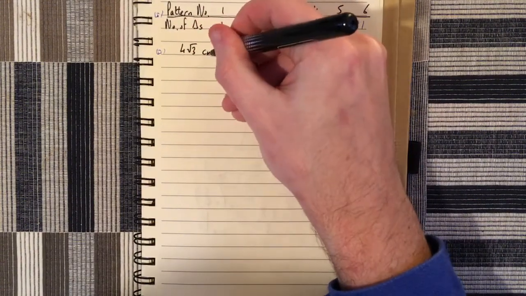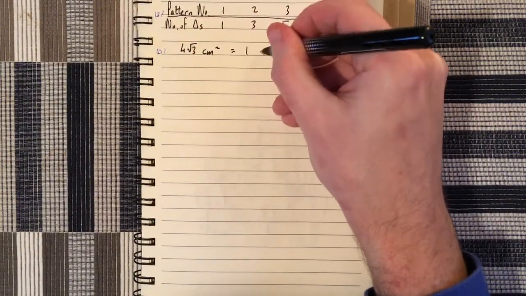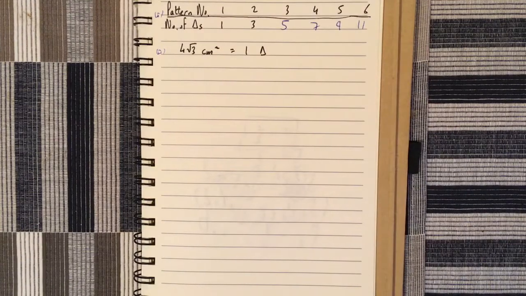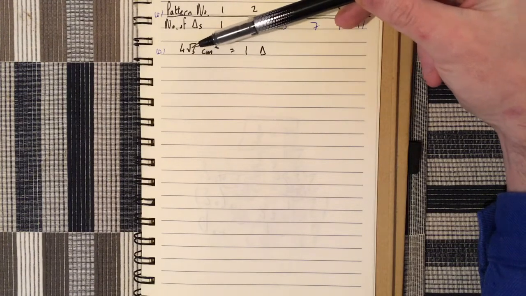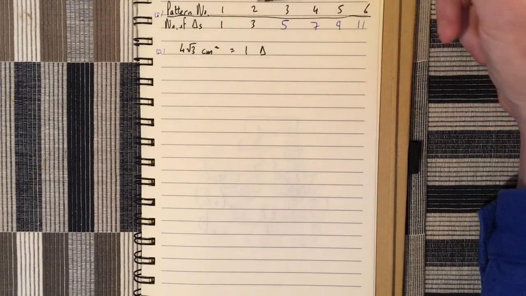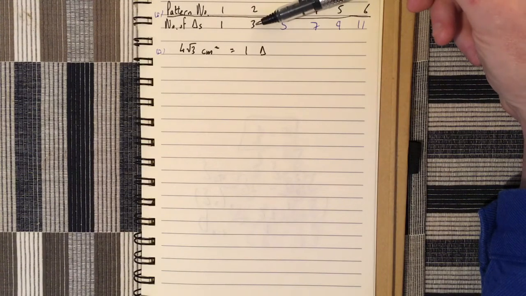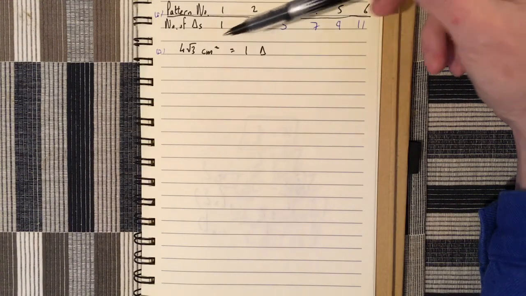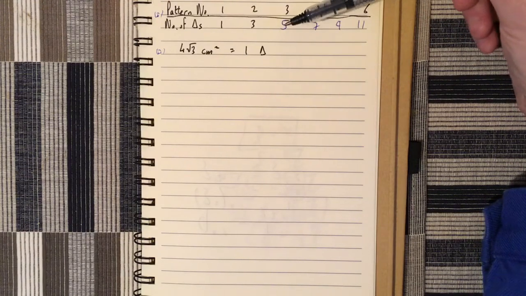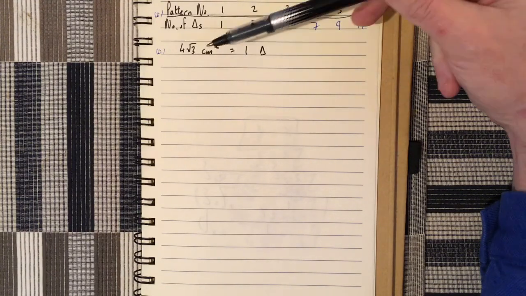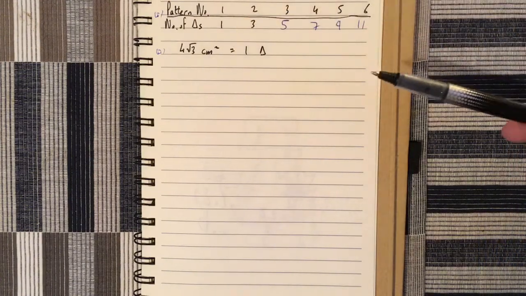4√3 centimeters squared. So that's equal to the area of one triangle. Okay, so pattern number 1 contains one triangle, so it will be 4√3 in area. Pattern stage number 2 is 3 triangles, so it will be 3 multiplied by this. Pattern number 3 contains 5 triangles, so the area of it would be 5 multiplied by 4√3, etc.